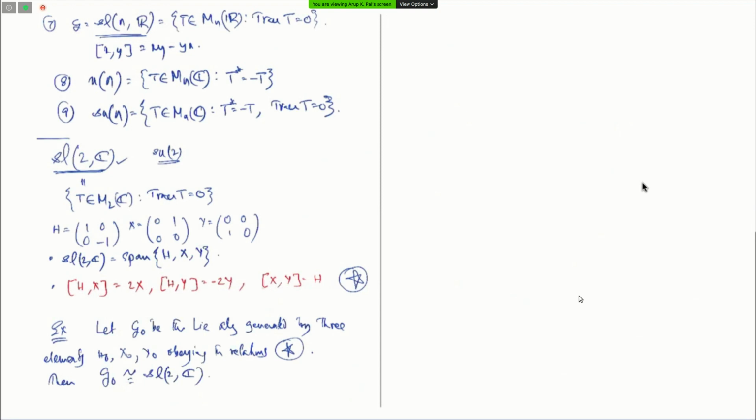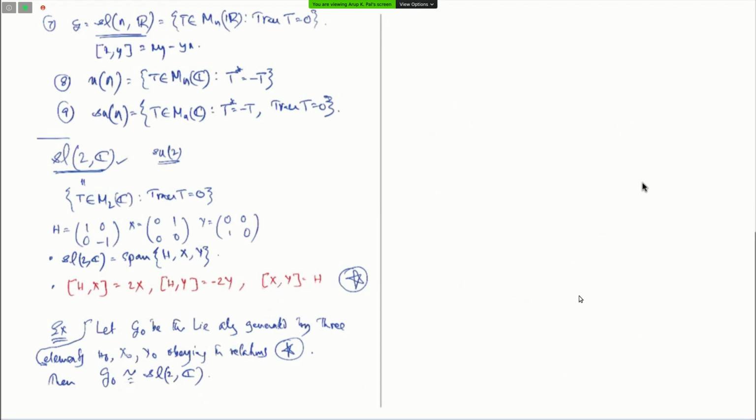So just think about this problem. There are two parts. One is you have to make sense of this, that there is a Lie algebra. Here I have just stated that let G naught be such and such object, the Lie algebra generated by 3 elements satisfying these relations. But that there is such a thing, you have to convince yourself. So just think about that a little bit.